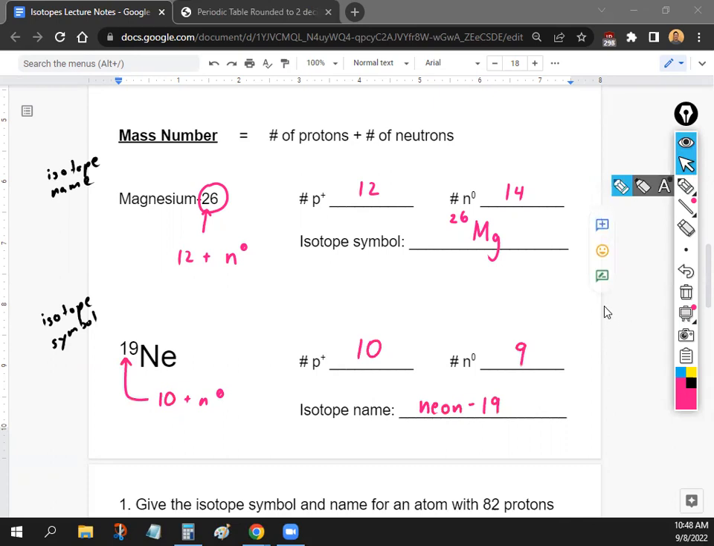AP Chem. Oh my God. AP Chem goes over what we're going to do this whole year in about a month. About a month, yeah. They took their first test yesterday.